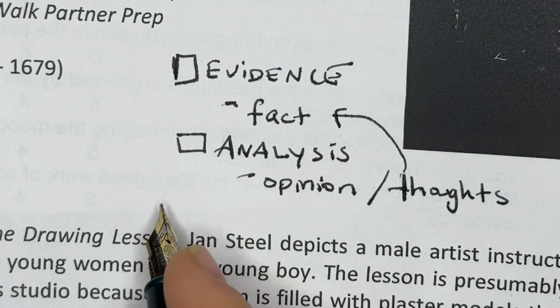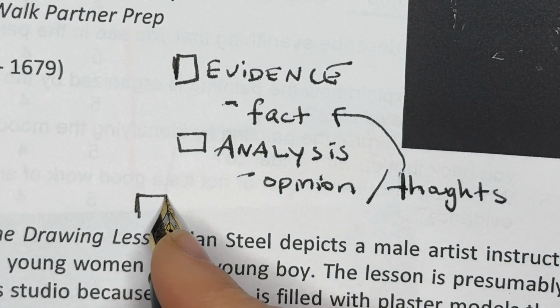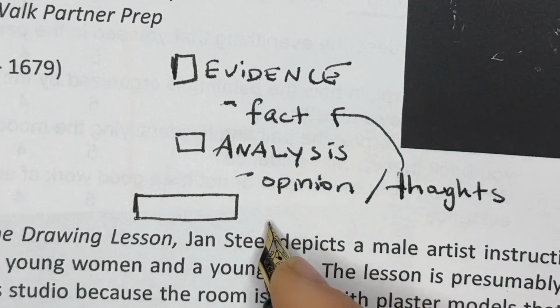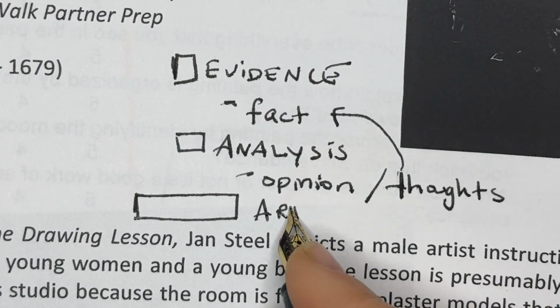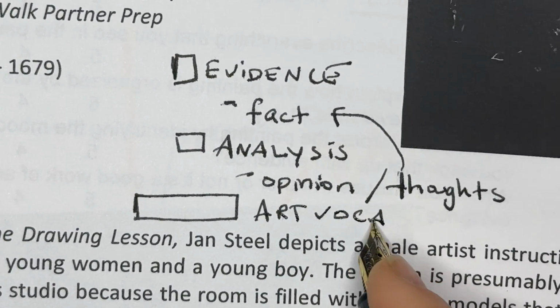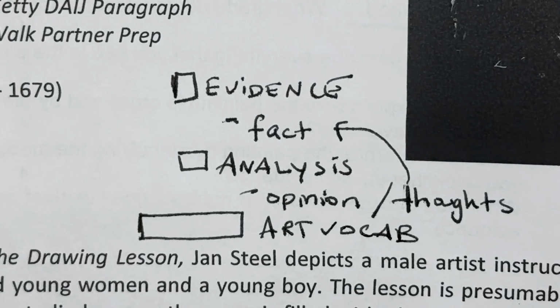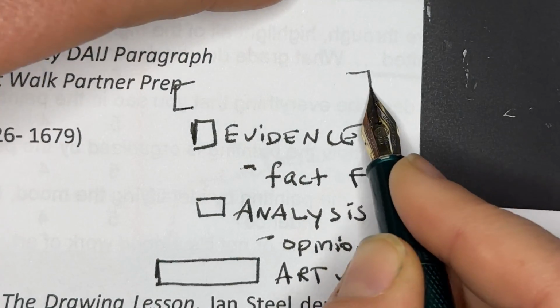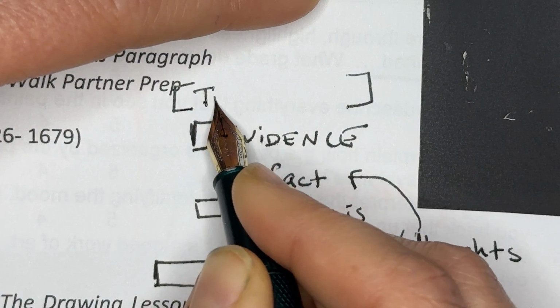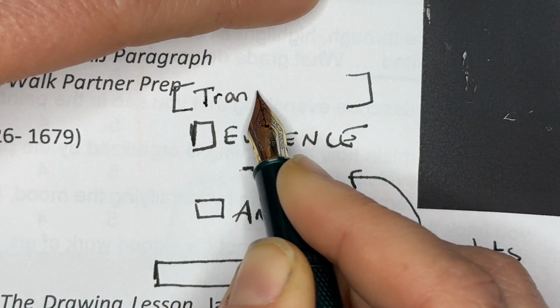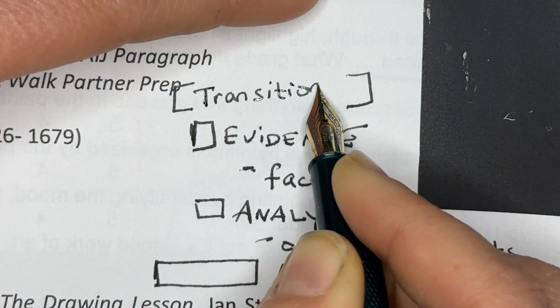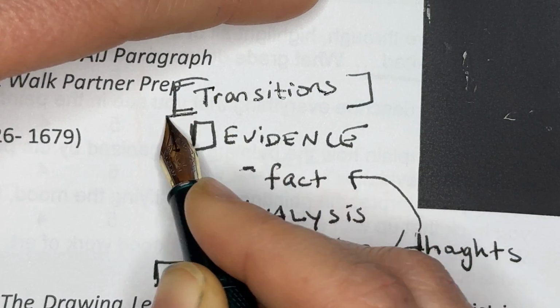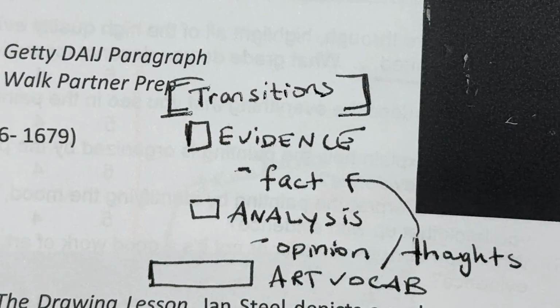Okay, and then what we're gonna do is we're gonna put a box around art vocab. And then, we haven't done this yet, but we're gonna put a bracket around something called transitions. Transition words or phrases: a transition is something that links your ideas together.